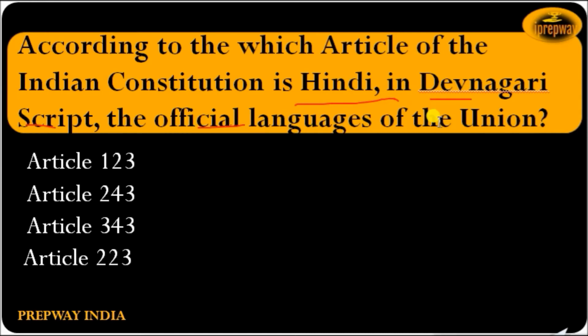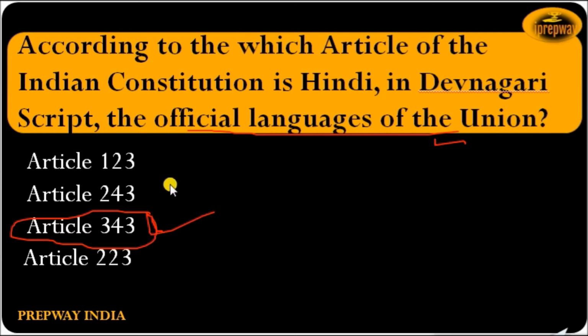So the correct answer is Article 343. Article 343 deals with the official language of the Union. Hindi in Devanagari script is the official language of the Union. So Article 343 is the right answer.